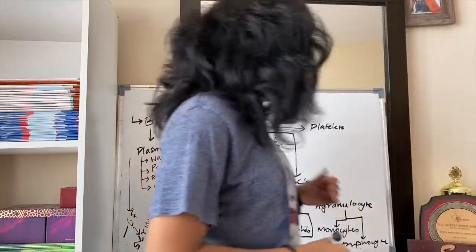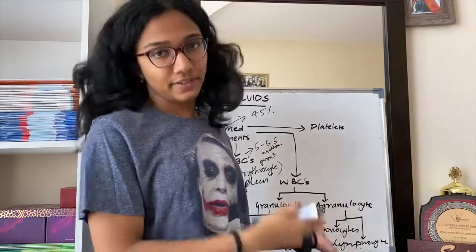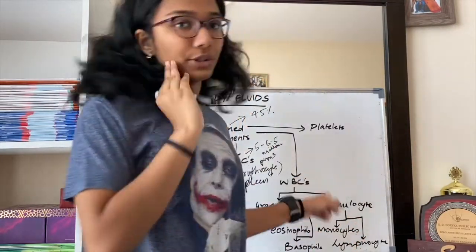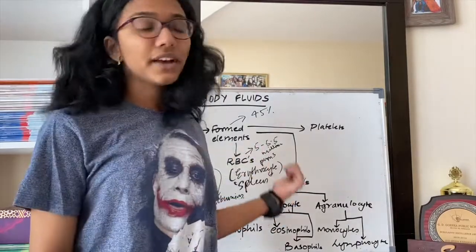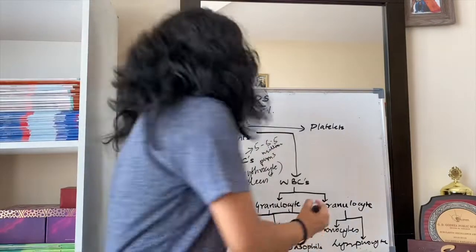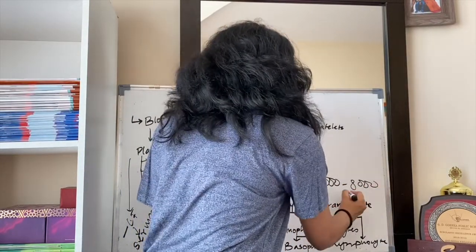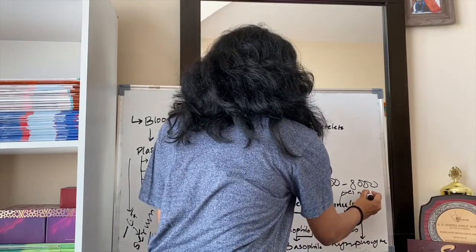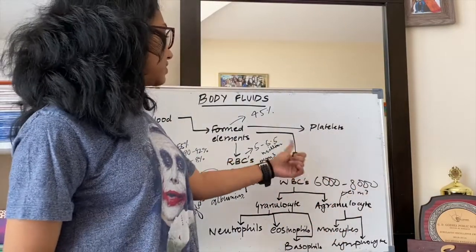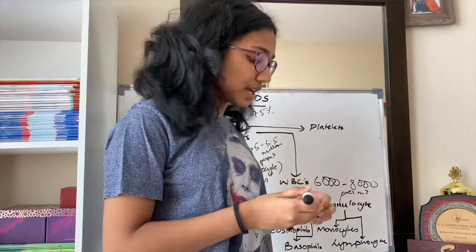Now let's go to white blood cells. White blood cells are white in color because they don't have hemoglobin, but they have a nucleus. Unlike RBCs, they have a nucleus, they don't have hemoglobin, and they are less abundant. So they're about 6,000 to 8,000 WBCs per meter cube of blood. Compared to RBCs, that's really low, because that's 5 to 5.5 million, and this is just 6,000 to 8,000.